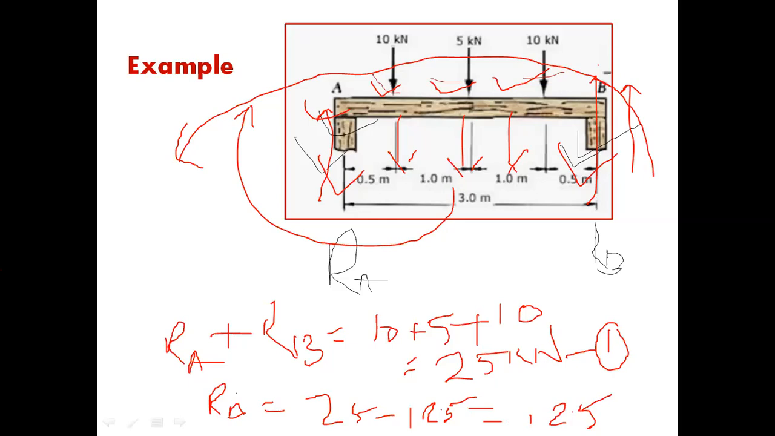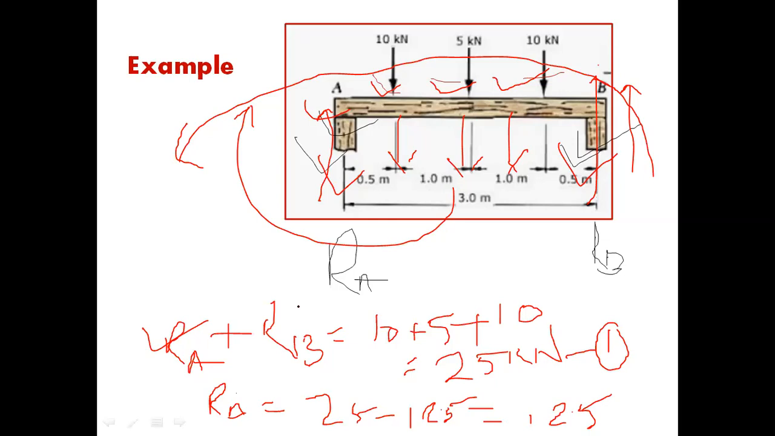And again we can write RA plus RB is equal to this equation, and putting the value of RB or RA, you get the value of RA and RB in this way. There are many methods to find out RA and RB. This is the general method we can use to find out RA and RB.